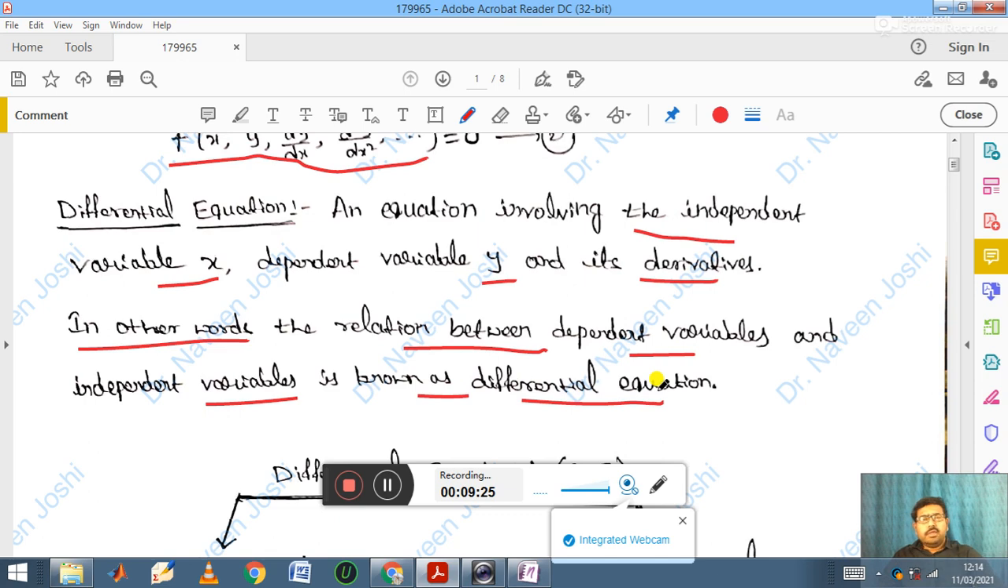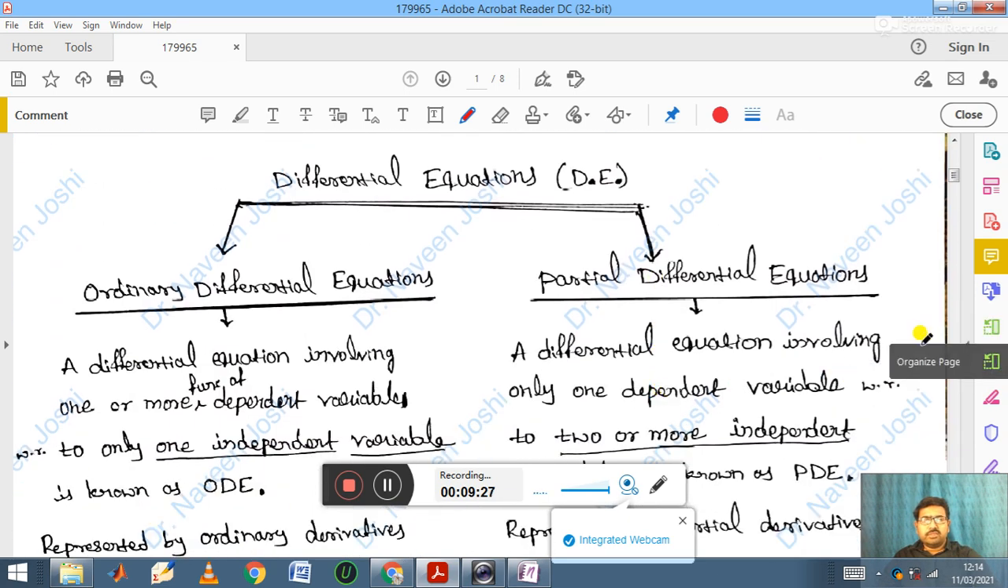Then I have written a flowchart for differential equation. So differential equations are mainly classified into two types: ordinary differential equations, which we can also write as ODE in short notation, and the second one, partial differential equations. It is denoted by PDE. Okay, ODE and PDE. Then what is ODE?